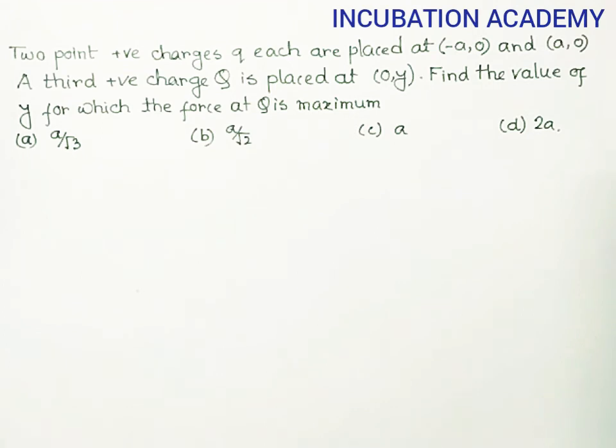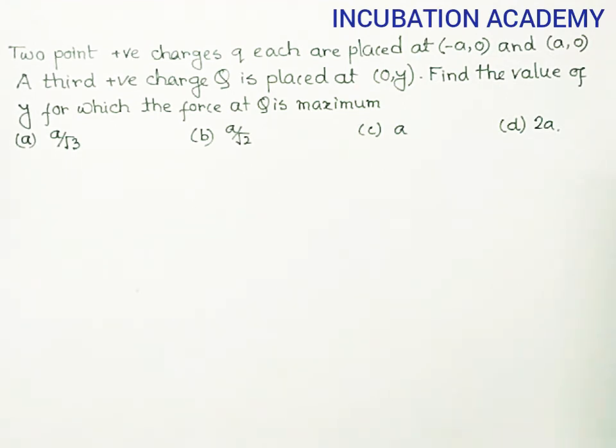The question is: two positive charges, small q each, are placed at (minus a, 0) and (a, 0). The two coordinates are given where these two charges are placed. A third positive charge, capital Q, is placed at (0, y). Find the value of y for which the force on Q is maximum.